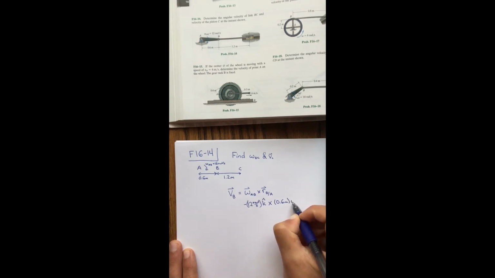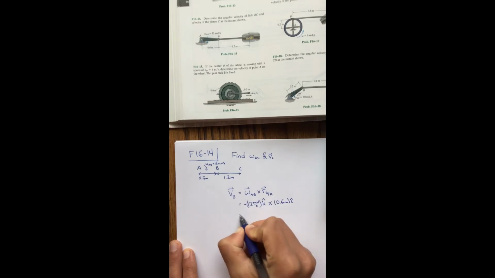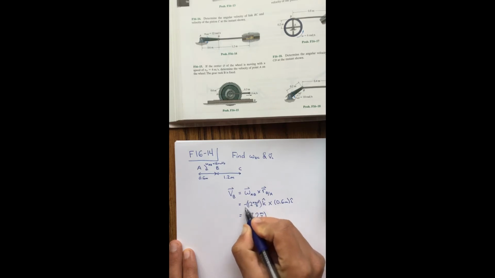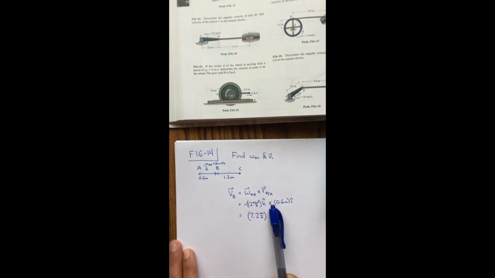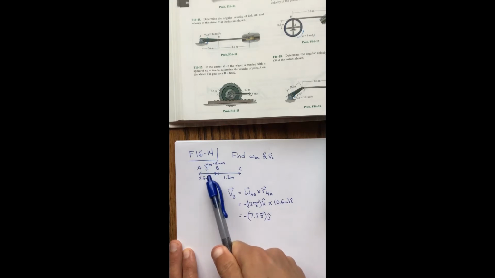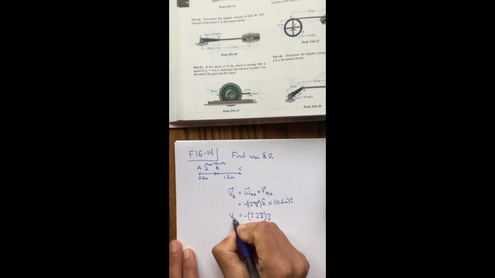0.6 meters. That's in the positive i hat direction. So I have 12 times 0.6 gives me 7.2. That's meters per second. I have this negative sign here, and k hat crossed with i hat gives me j hat. So this is in the negative j hat direction, and we know it should be going downward if the angular velocity is clockwise. So here's the velocity of point B.